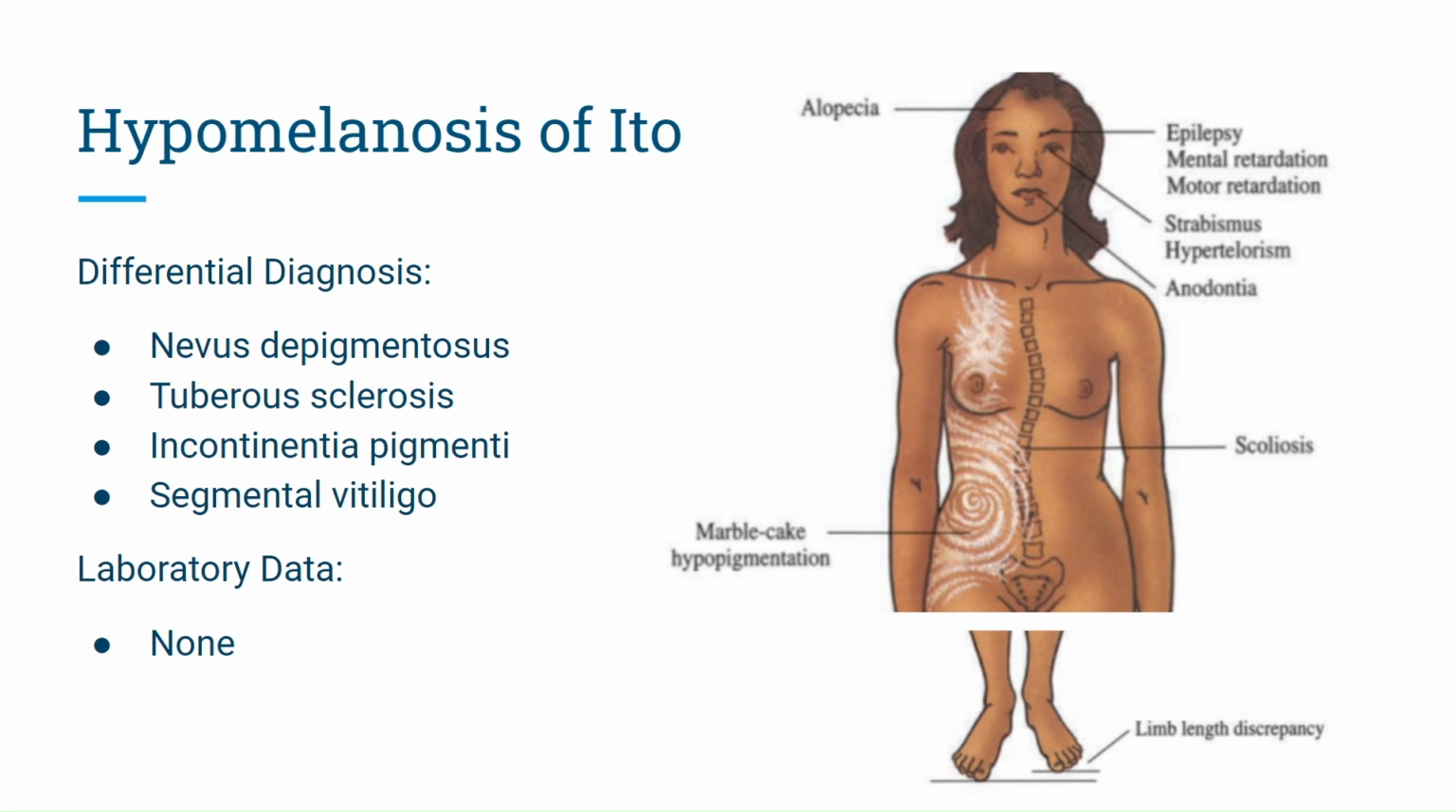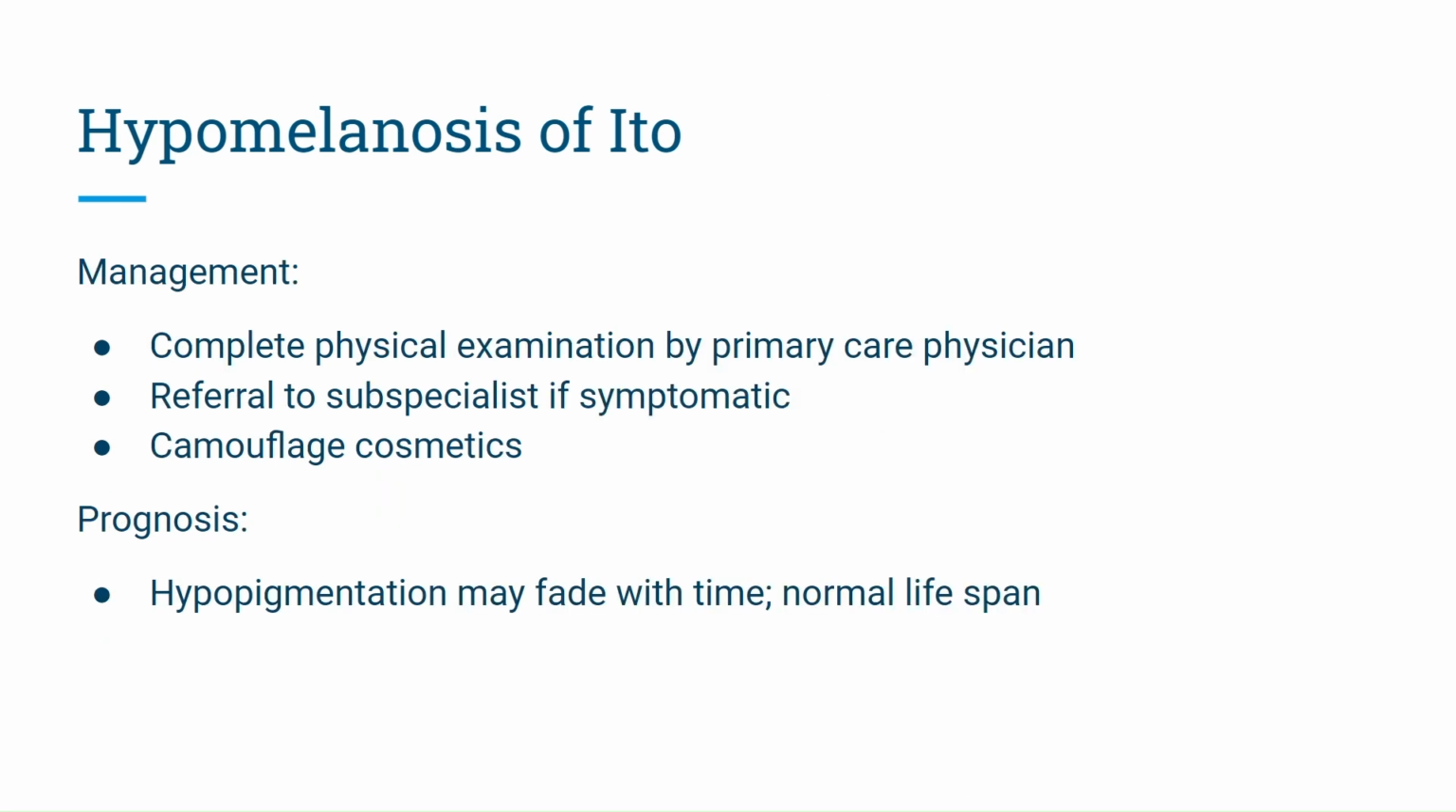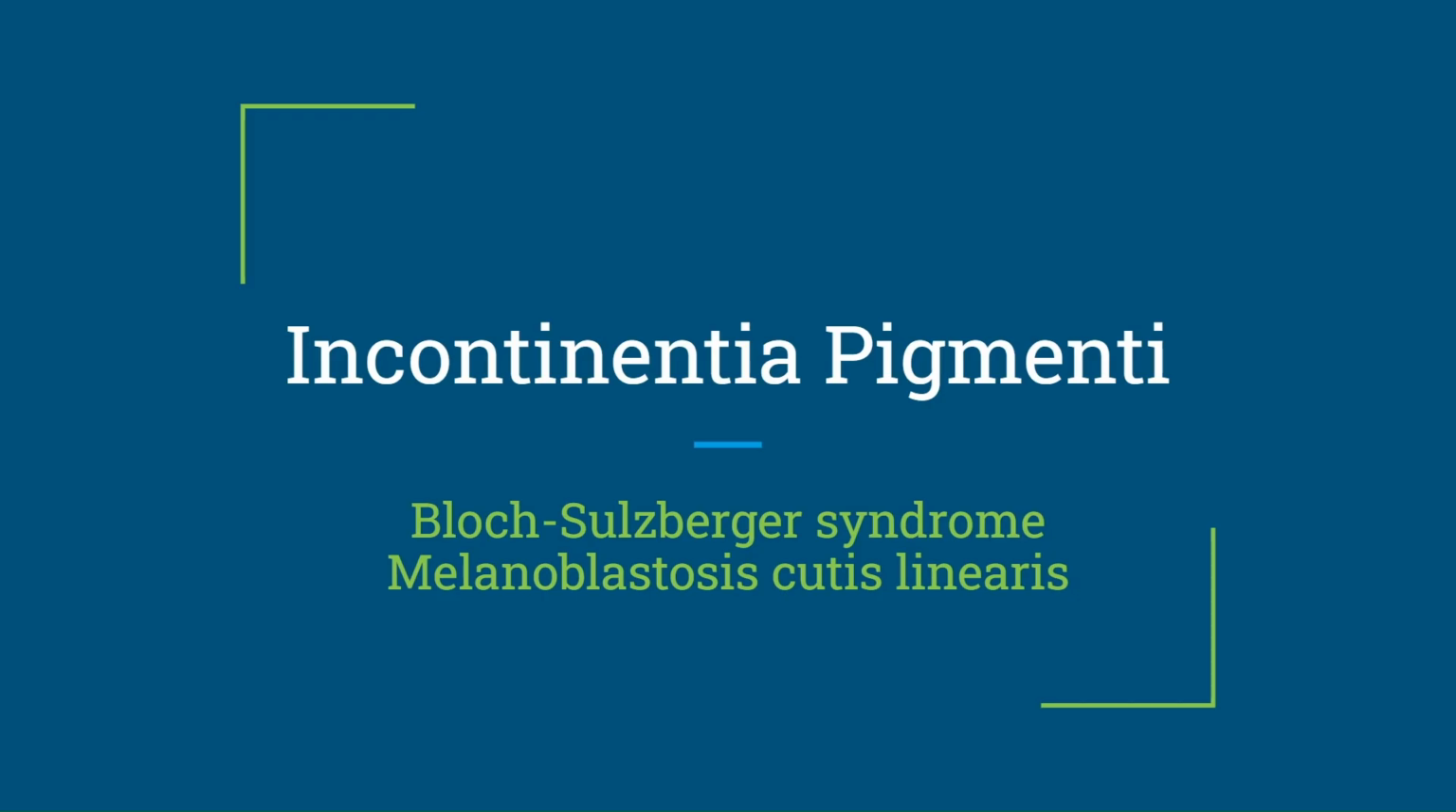Big differential here. I think it's important to keep in the back of your head, but with this disease state can stand out to you pretty well. You want to do a complete physical, that way you can see if you can catch any of those underlying abnormalities that may or may not be associated with the areas of depigmentation. You're going to have to associate them with the subspecialist necessary based on the abnormalities you find. And then you can talk about some camouflage cosmetics to help minimize appearance.